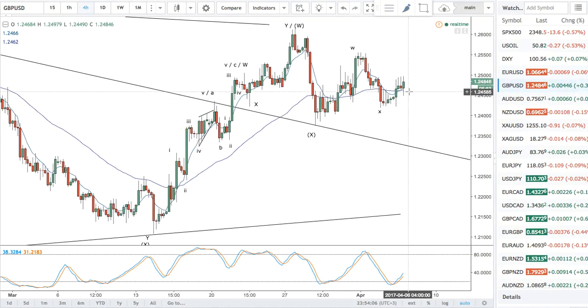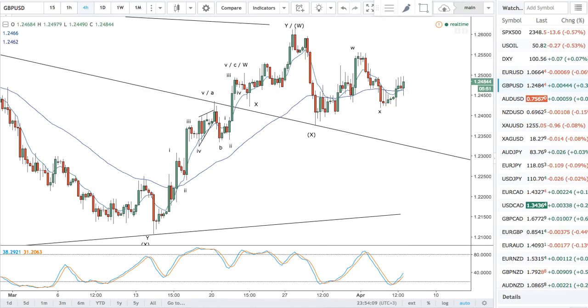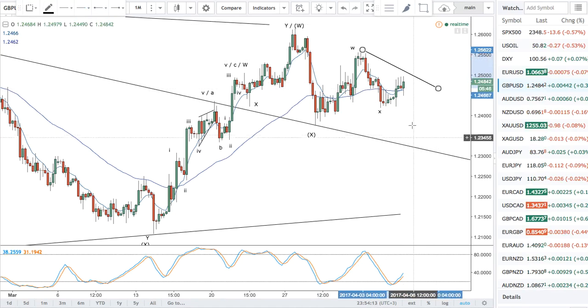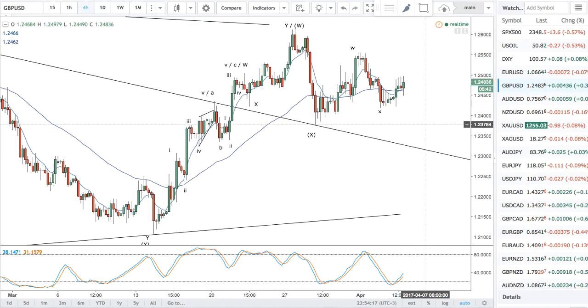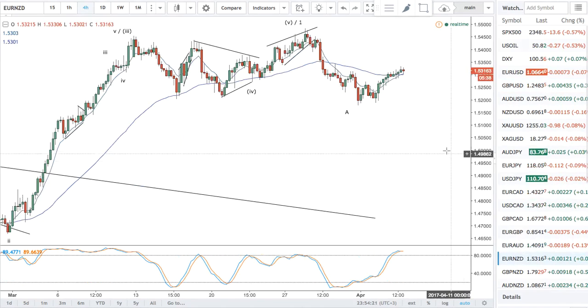Cable's doing its own thing. It looks vulnerable, so if we see a move down, I do like the idea of the leading diagonal for a move lower. Euro New Zealand looking for a B wave here.